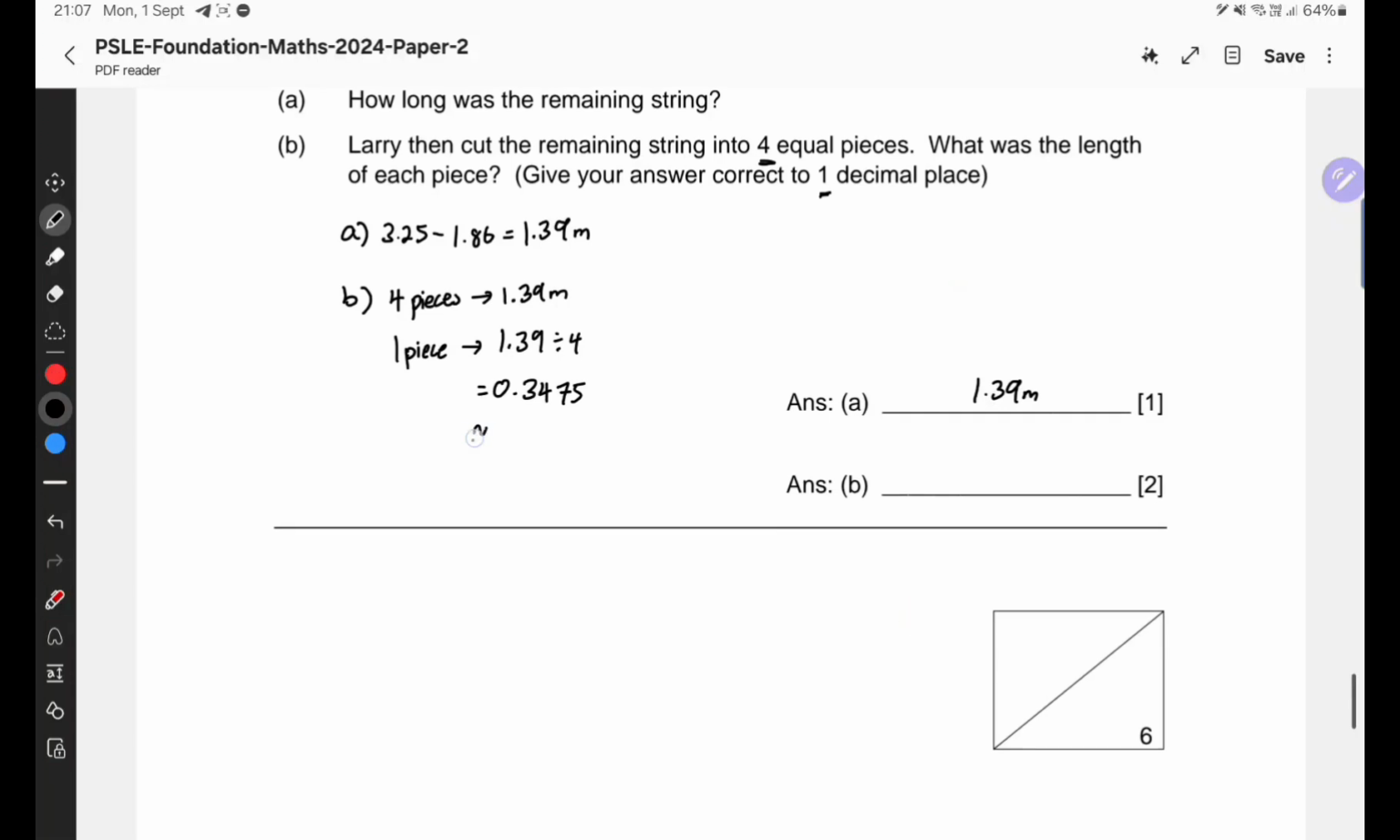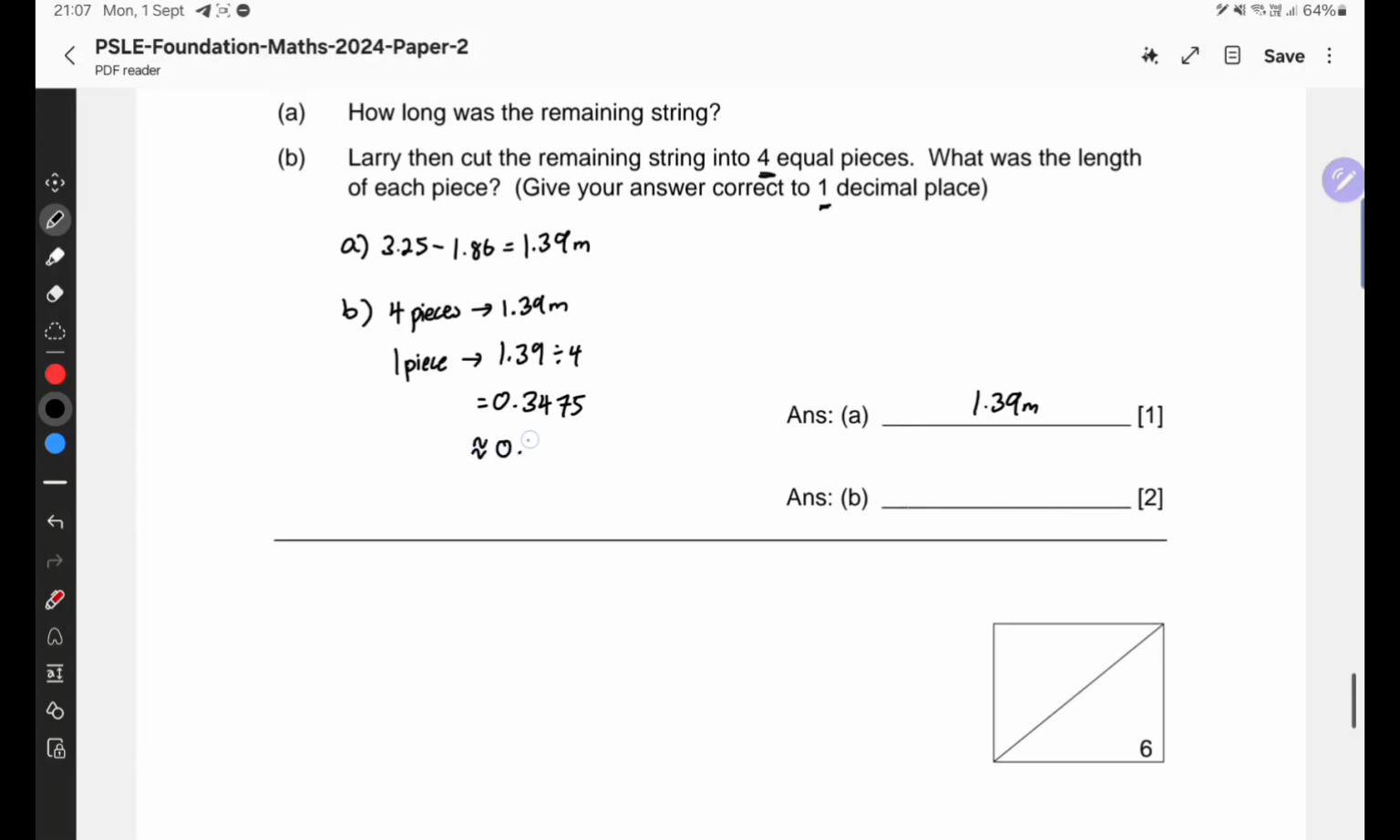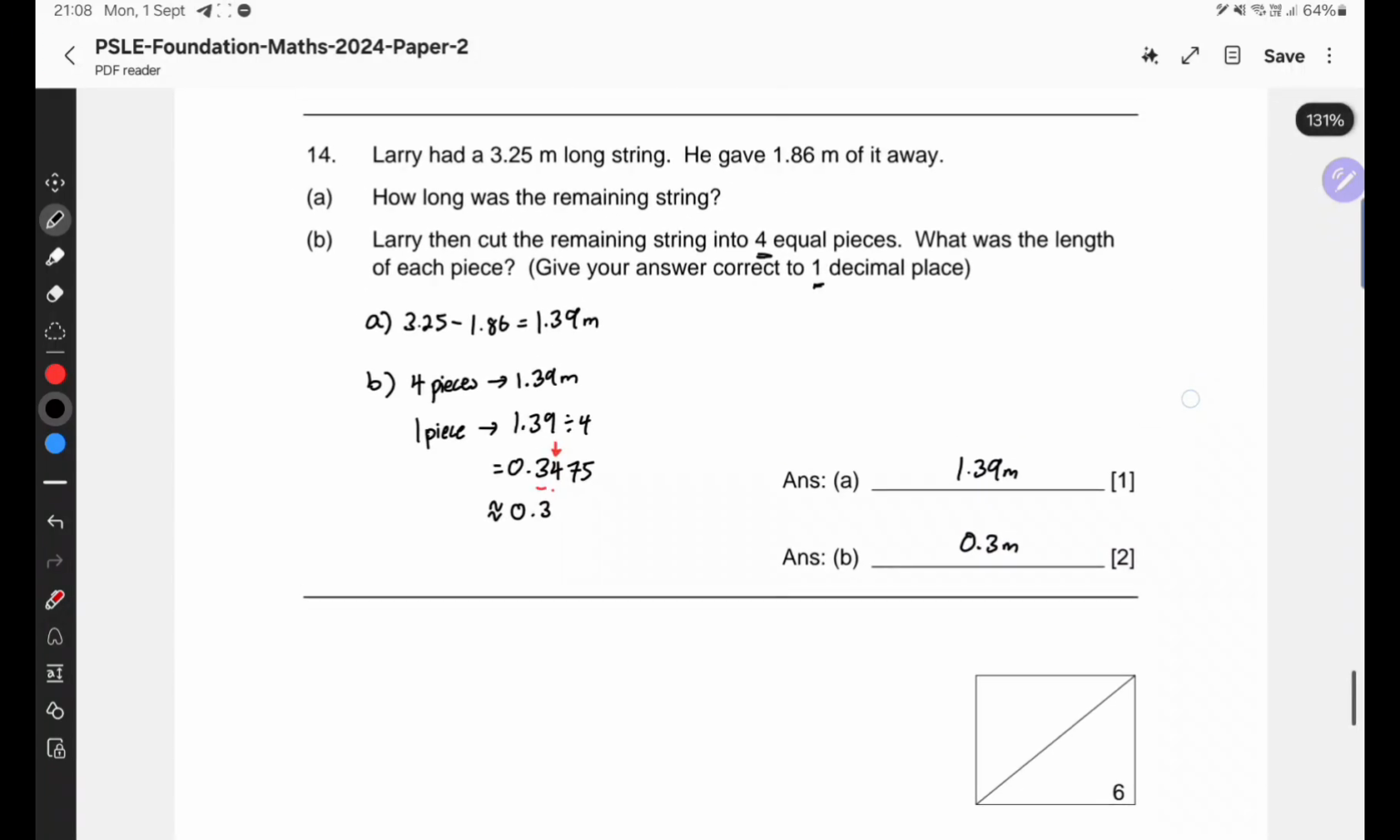So 0.3, because this number is 4, which is less than 5. So you're rounding this value down. So the answer to this question is 0.3 meter. That is my answer to question 14.